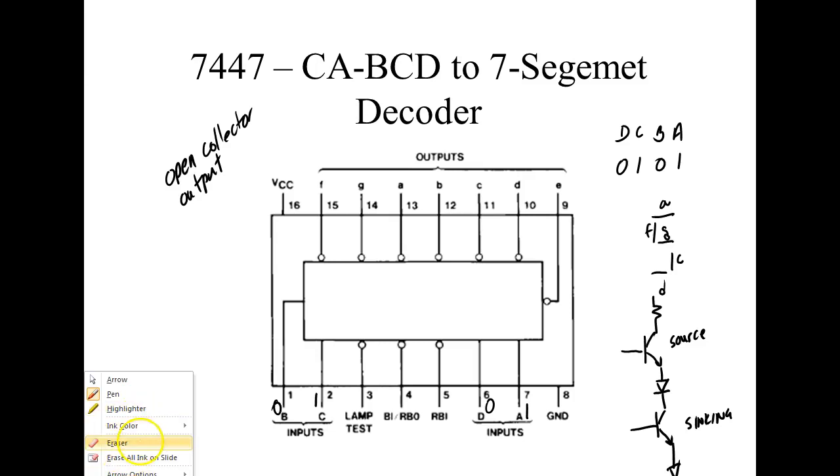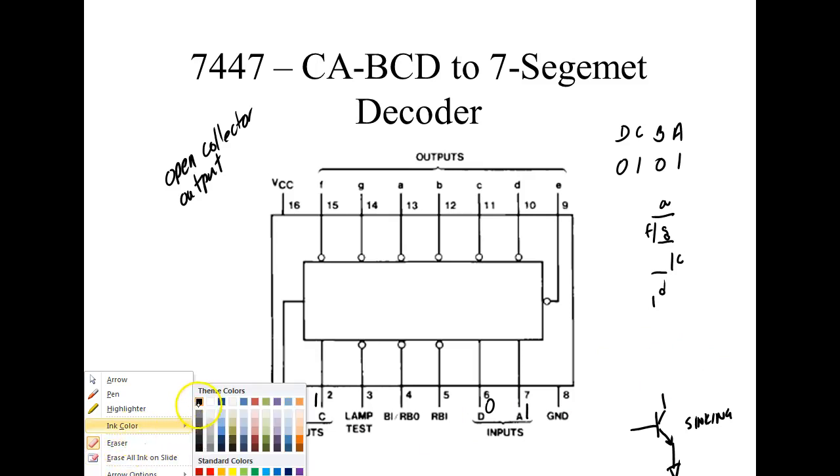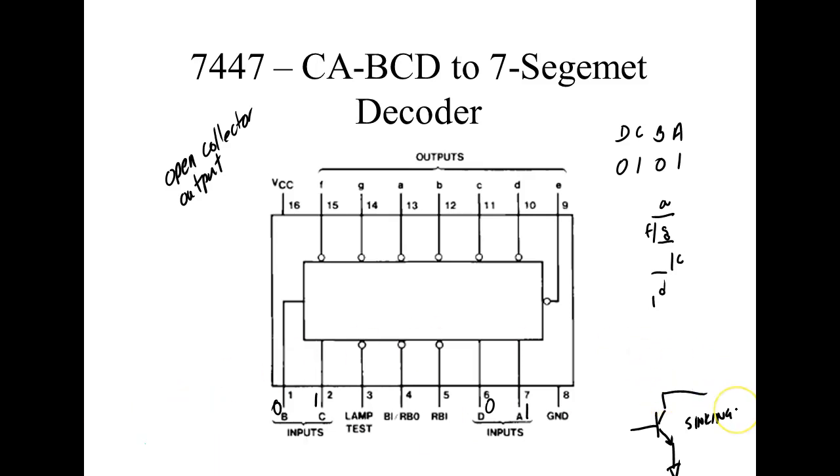But what would happen if we came up here and got rid of this guy right here? And we bring this collector out. That's my output. It means these guys can't source. The only thing they can do is sink. They cannot output a high. That's open collector.